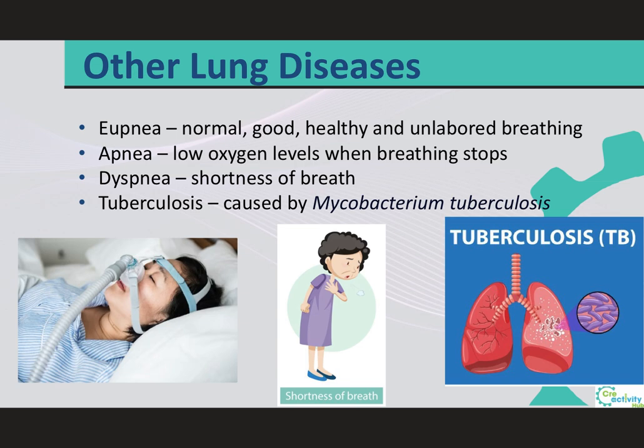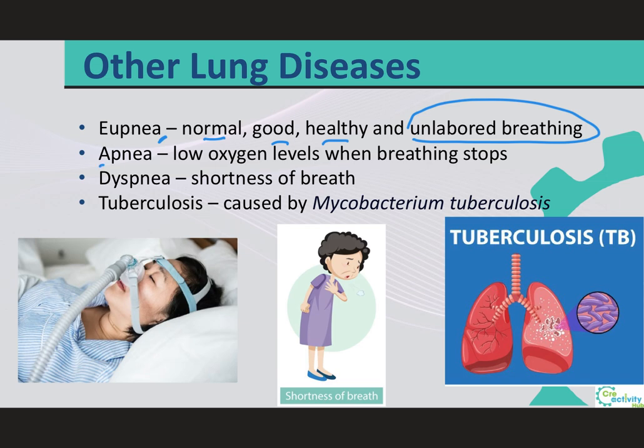But first, let's talk about eupnea, which basically is normal, good, healthy, and unlabored breathing. Sometimes it's known actually as quiet breathing or resting respiratory rate. And in eupnea, the expiration employs only the elastic recoil of the lungs, so the natural recoil. There are no muscles that will be helping in this process.